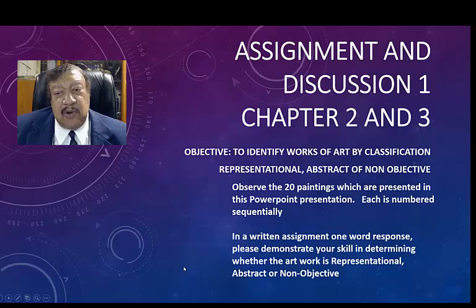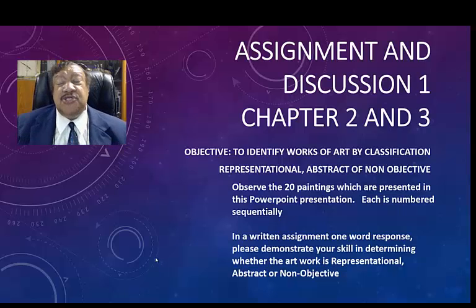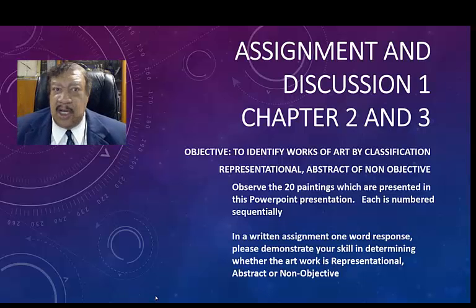So in a written assignment or one-word response, as I show you the slides, and they're numbered, I want you to give me their classification, one of the three. On a couple of occasions, you might even interpret it in two ways. Some appear to be abstract, realistic. So if you put both down, I'm not going to mark it as being wrong. But I want you to show me your demonstration of how you have a complete grasp and can discuss the difference between abstract, non-objective, and representational.